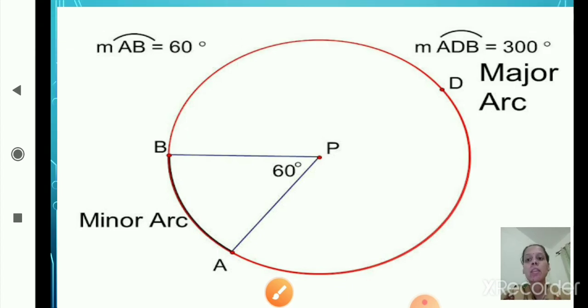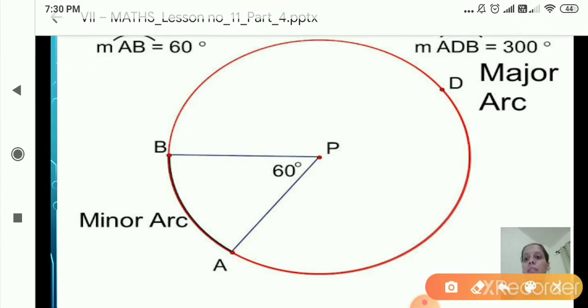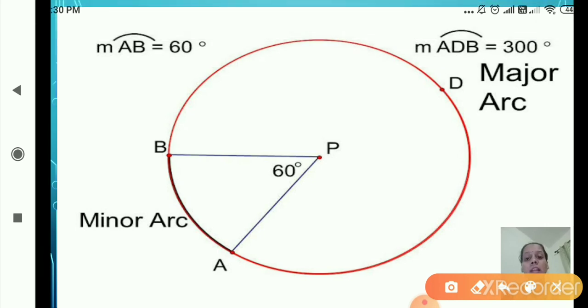Now one more. The measure of the central angle is given, that is 60 degrees. This is angle APB equal to 60 degrees. So what is the measure of the minor arc AB? This minor arc AB is equal to 60 degrees. Why? Because the measure of a minor arc is equal to its corresponding central angle. So this arc is also 60 degrees.